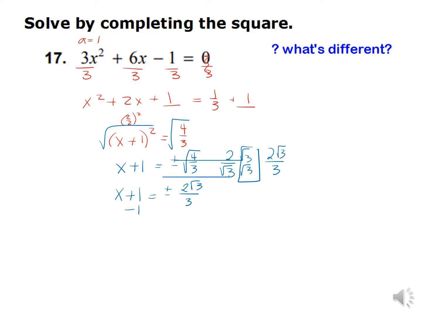And now I'm going to subtract my 1 over there, and my final answer is x equals negative 1 plus or minus 2 square root of 3 over 3. Notice that the 1 is not in the denominator. It was not divided by 3. Do not make the mistake of putting it in the numerator. Do not put it in the numerator or the denominator. It is outside, separate.